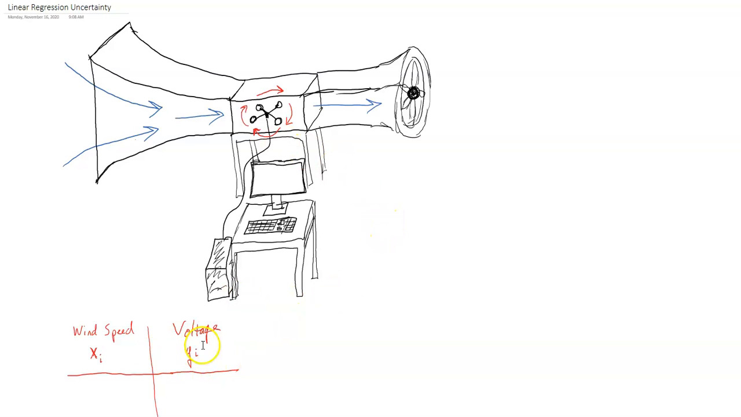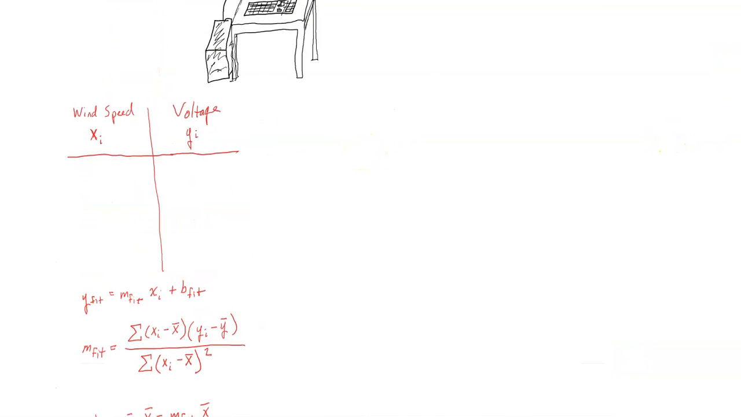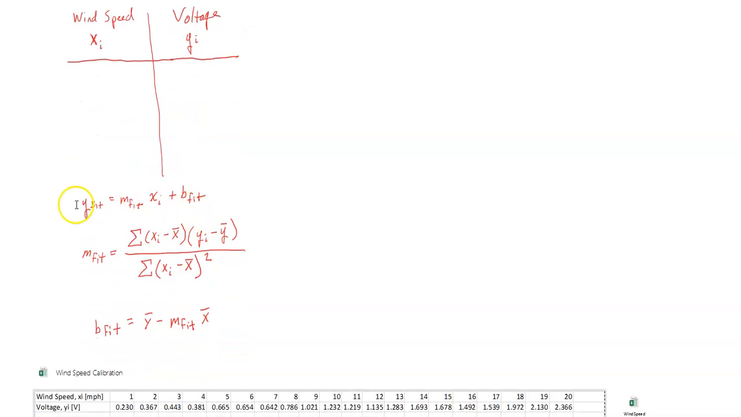And so we would set that up as a table here. We would put in our wind speed and put in our voltage. And we learned in the last video that we are going to fit some line where we can get the y points in the fit using the wind speeds that we measured by calculating some slope and some y-intercept, m-fit and b-fit in this case.